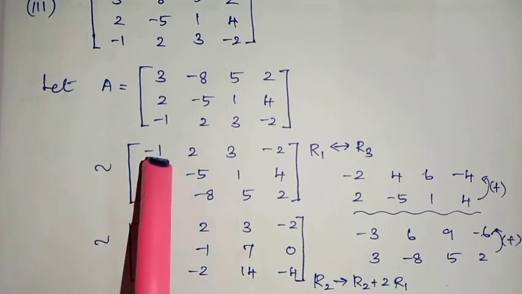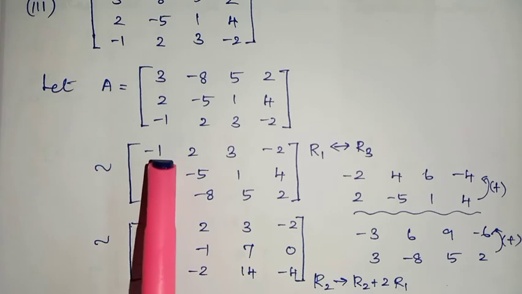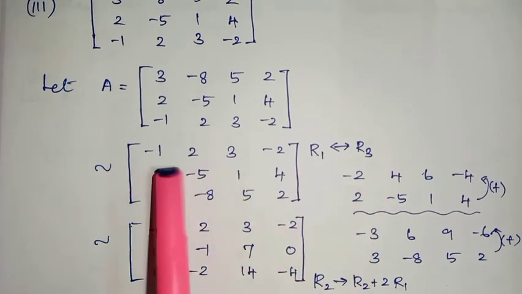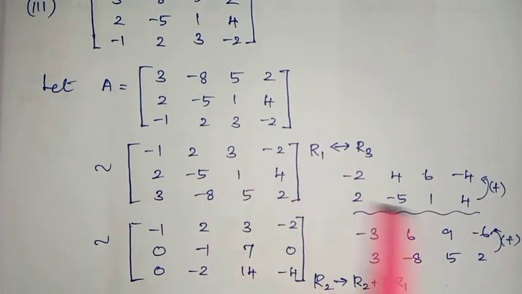Okay, so using this minus 1. So what should be done? Since this is 2, I can multiply this also by 2. So first row is multiplied by 2. So it is minus 2, minus 4, minus 6 and minus 4. Write the second row as it is.